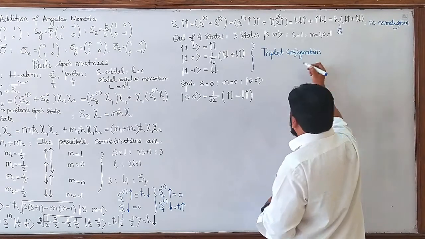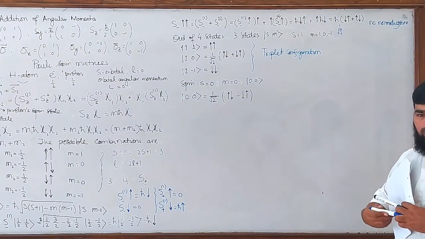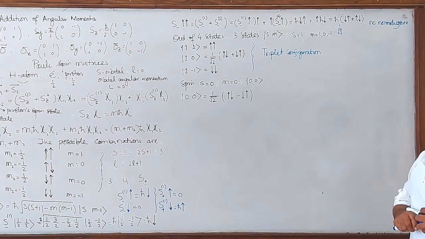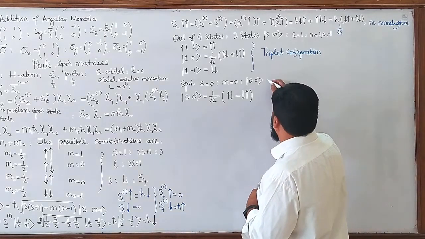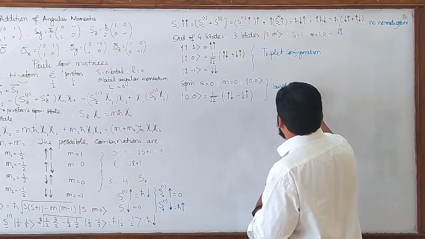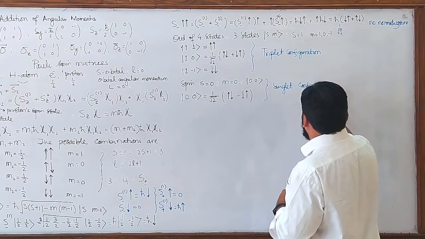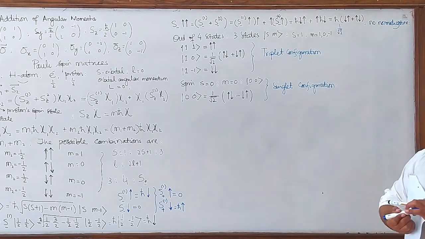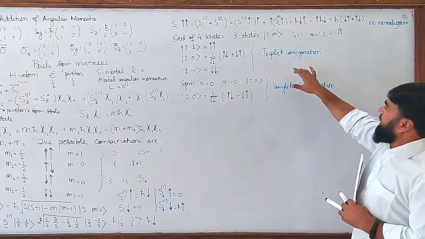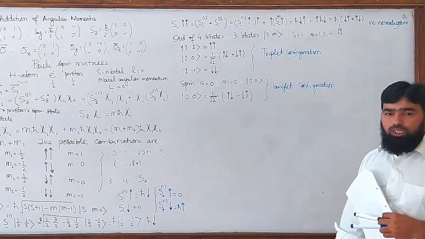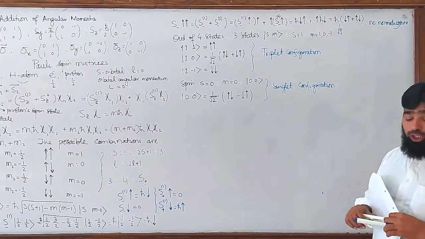In modern physics, I hope you have seen something like this triplet configuration. Now, you are studying modern physics. And here, we are having the singlet configuration. This means the atom as a whole can be in triplet configuration and can be in singlet configuration. You can check this thing.